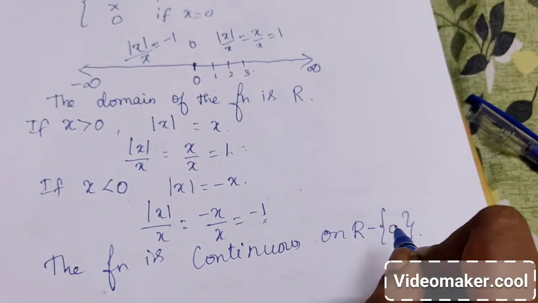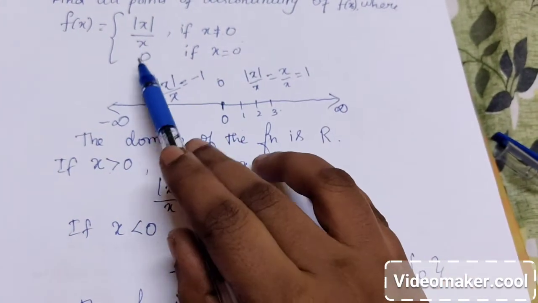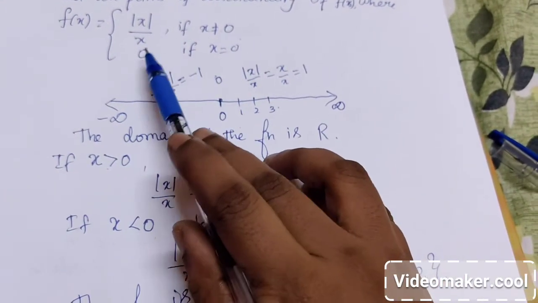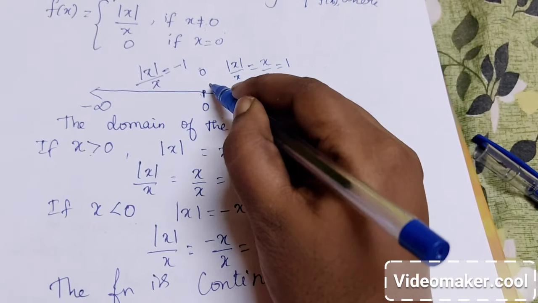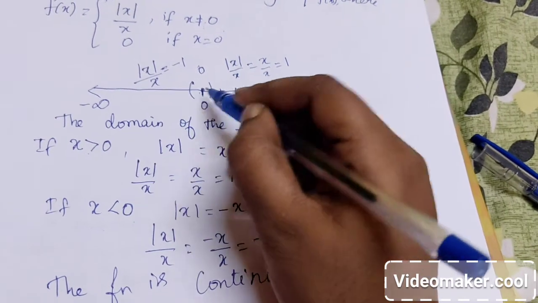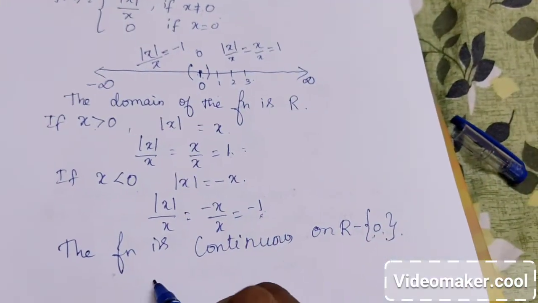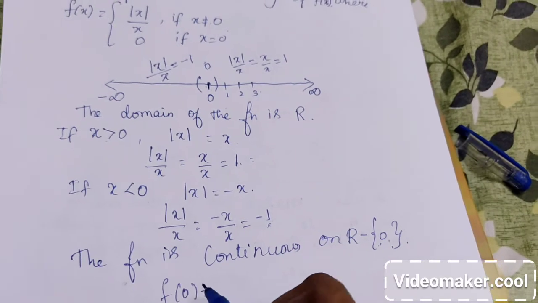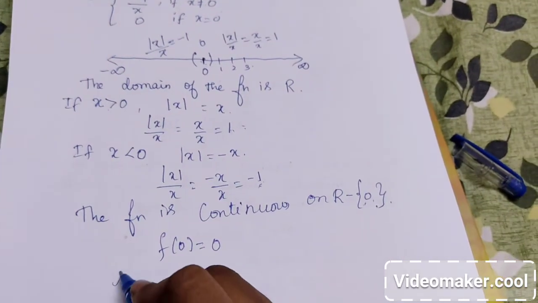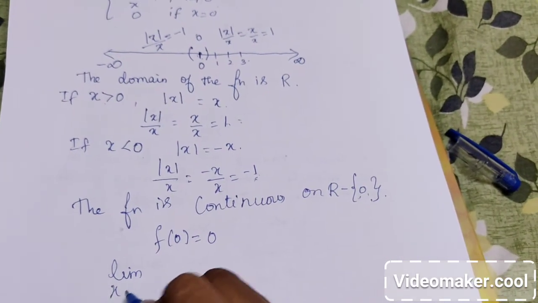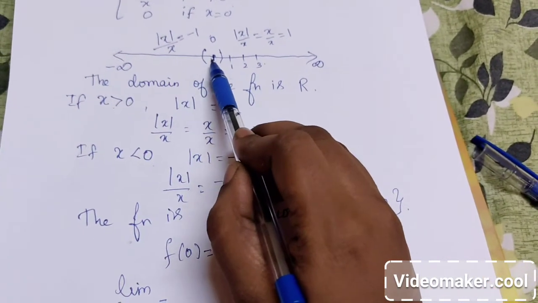So 0 is the point where we have to worry about continuity, because when the input is 0, we get the functional value 0. So let's check the continuity. At 0 we have to consider its limits. This is the right hand neighborhood and this is the left hand neighborhood of 0. The functional value at x equal to 0 is 0, and we'll consider the left hand limit, limit x tends to 0 minus, which means approaching 0 from the left hand neighborhood.